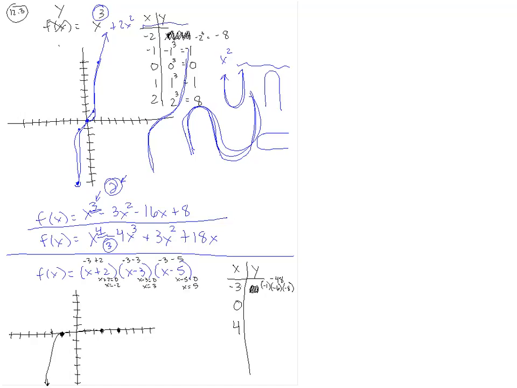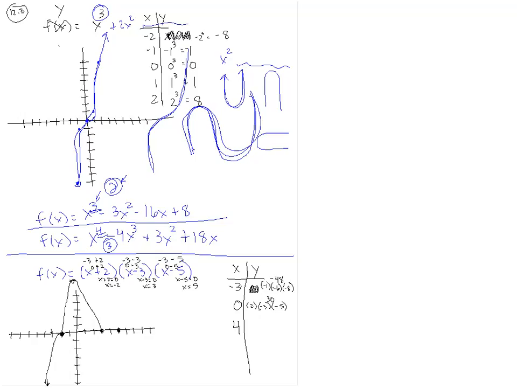Now, what does it do between here? Well, we're going to plug in 0. 0 plus 2, 0 minus 3, and 0 minus 5. That gives me 2 times negative 3 times negative 5, which is positive 30. So somewhere way up here at 30, it's going to hit up here, and then it's going to come back down.